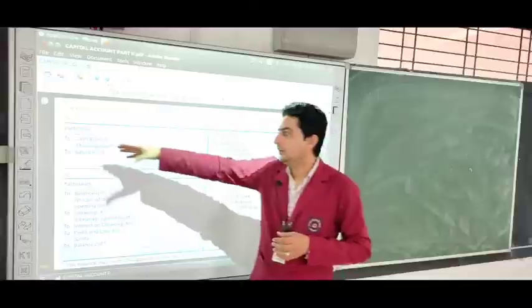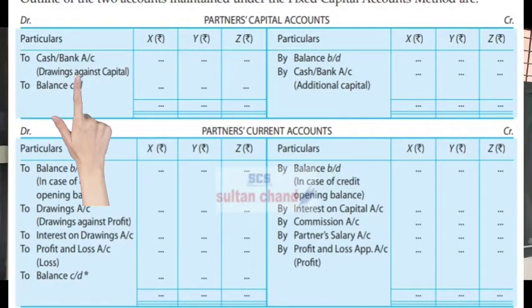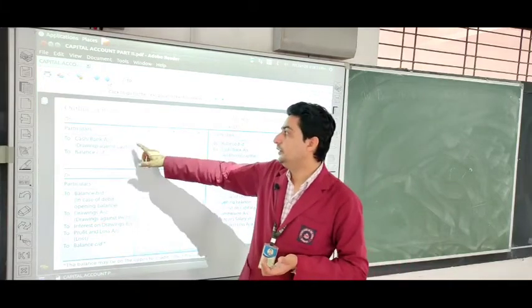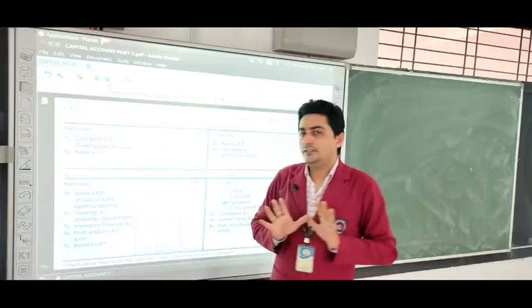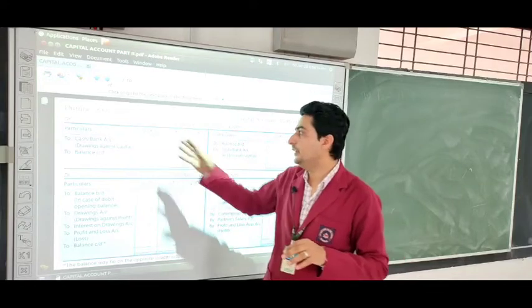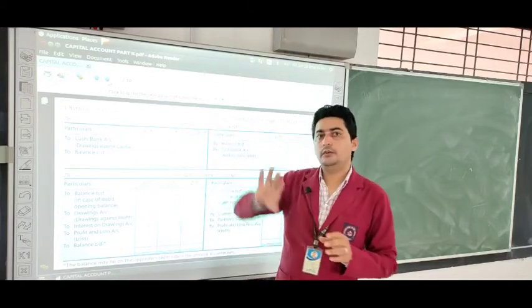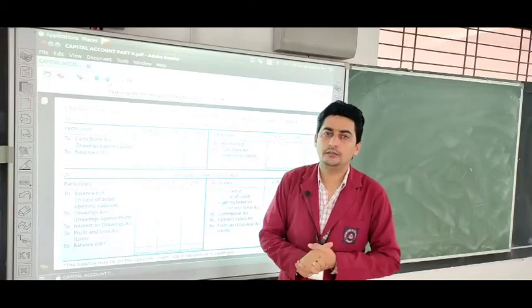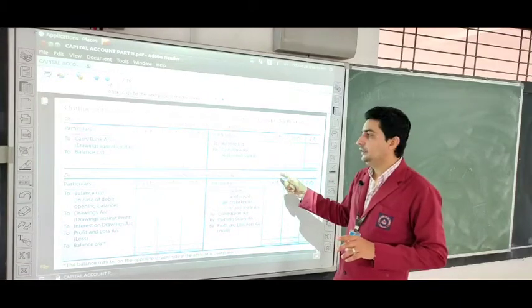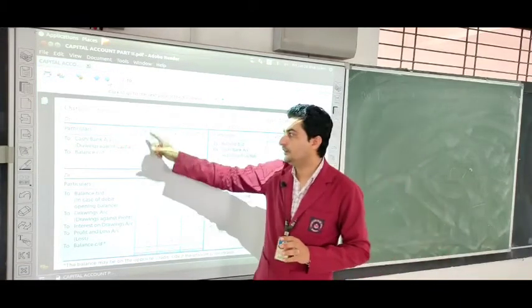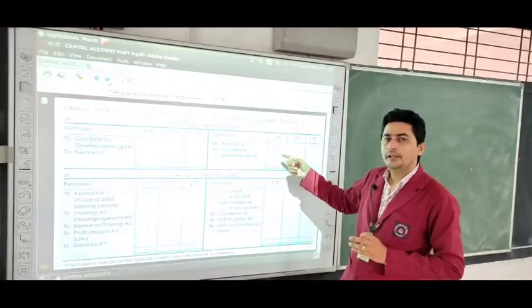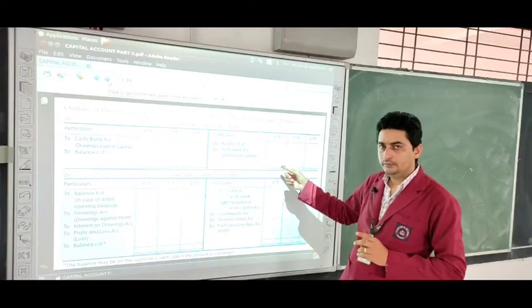Okay students, now in the debit side, cash or bank, drawing against capital. If drawing against capital has been done, the capital will reduce, so we will write it on the debit side. If only Z is drawing, then we will write it only in Z's column. We will not write in X and Y's column. When all three are withdrawing, then we will write in all three columns. Then after writing this, we will calculate the amount of X column and subtract the debit side from it. For example, opening balance was 1 lakh, additional capital was 10,000, so it will be 1 lakh 10,000.